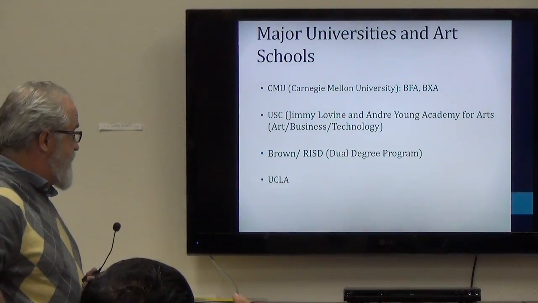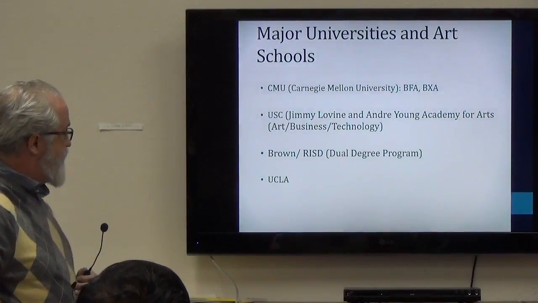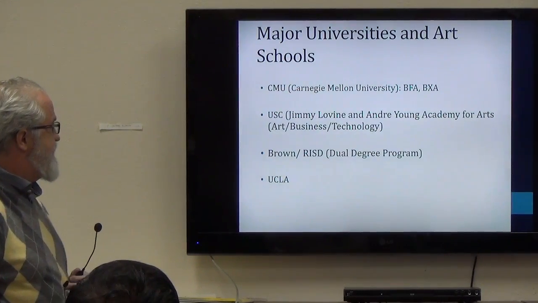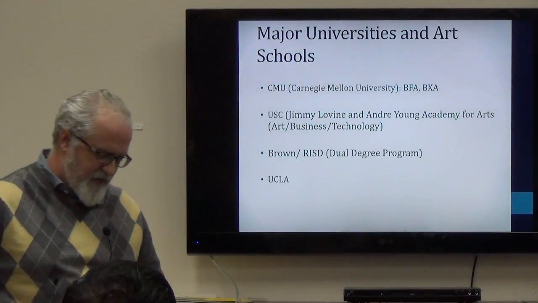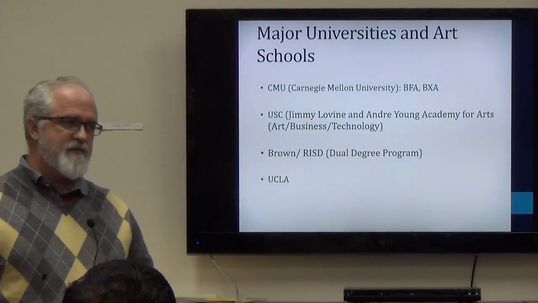The next one we're going to talk about is USC. As it says, the art department at USC for bachelor's level is the Jimmy Iovine and Andre Young Academy for the Arts. These are 4-year programs.